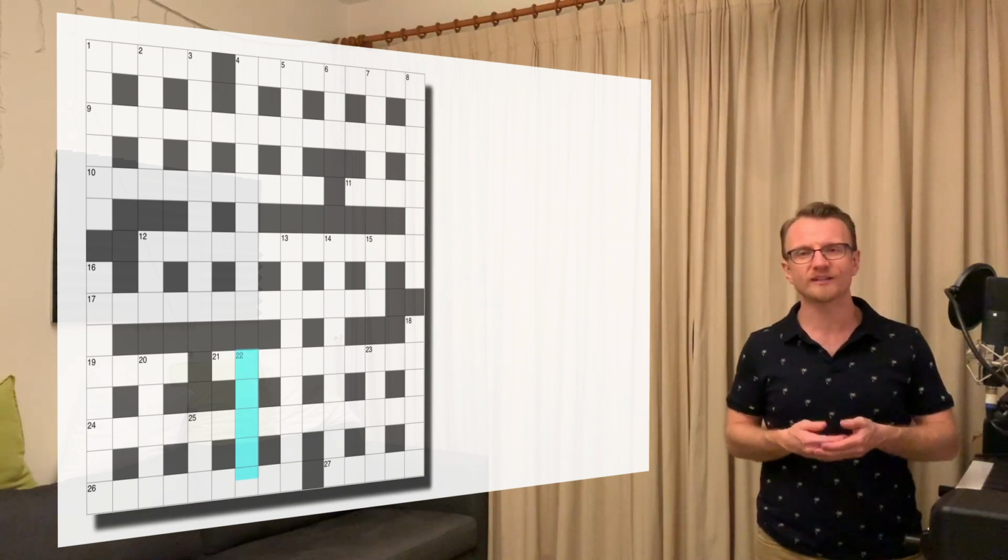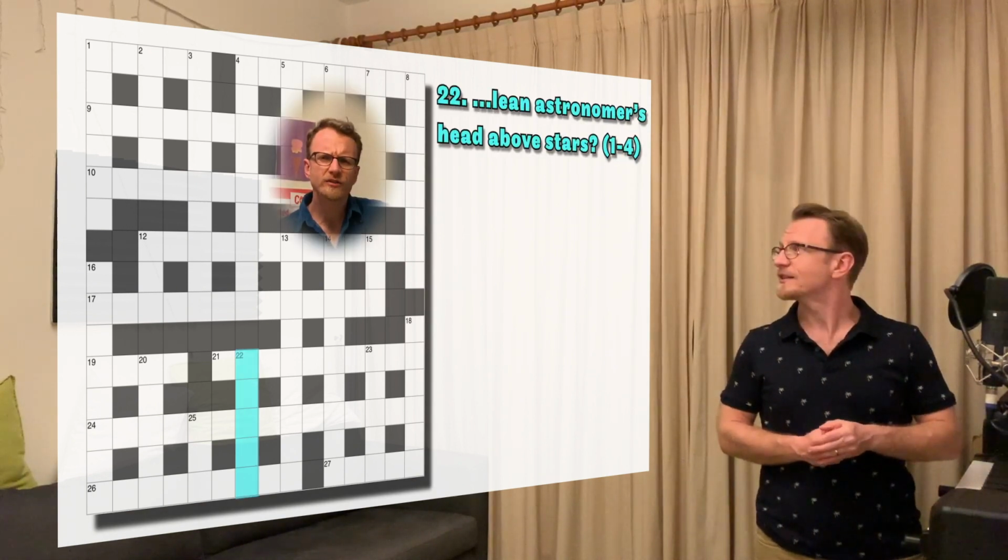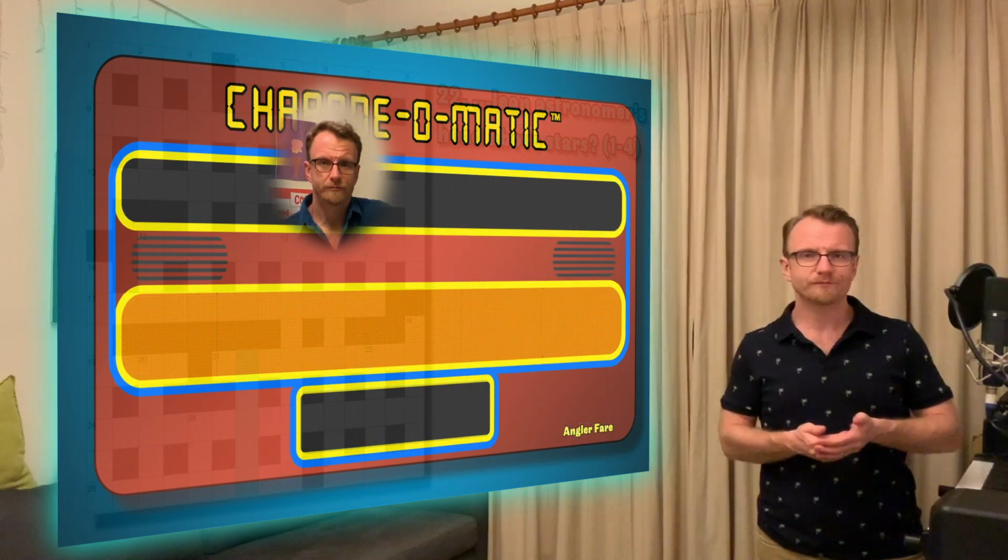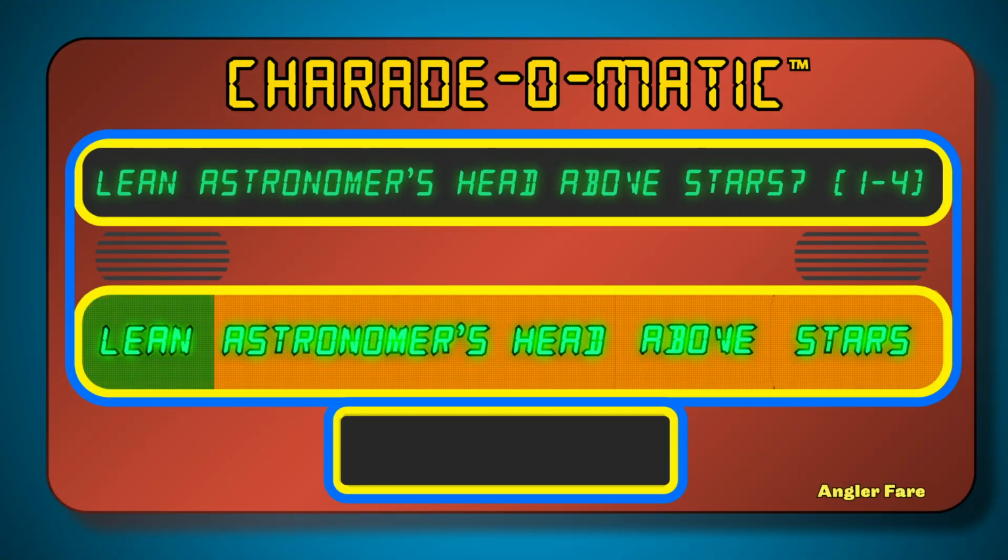Anyway, back to our crossword. Let's jump to our first charade, 22 down. How do you know it's a charade? Look, we'll get to that. So let's apply the same process. You look either side for a definition, and while you're looking for the literal meaning, look out for anything that seems like gibberish, because that's most likely going to be the wordplay.